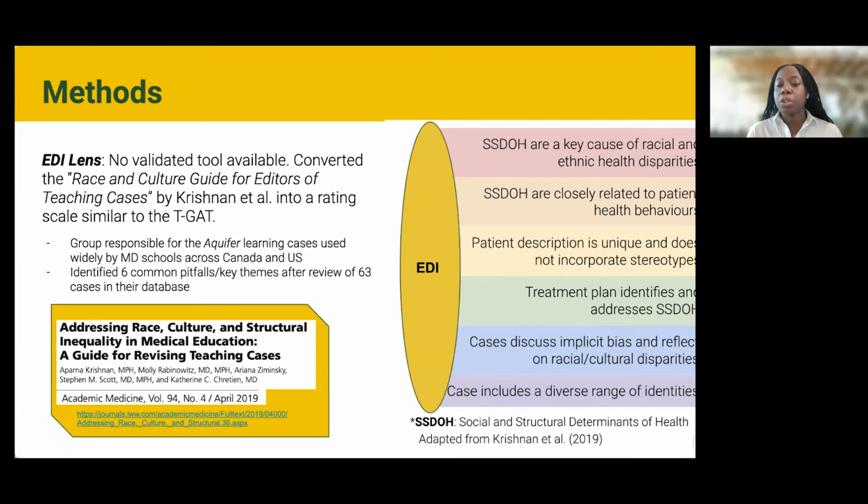We wanted to see if these social structural determinants of health were also linked to a patient's health behavior, or if they incorporated any stereotypes instead of attributing a patient to specific, unique circumstances. We also wanted to see if the treatment plans developed by students also identified and highlighted the social structural determinants of health. And lastly, we wanted to see if a diverse range of identities was included in the cases, and if implicit bias was discussed in any of the cases, specifically in relation to racial and cultural disparities.